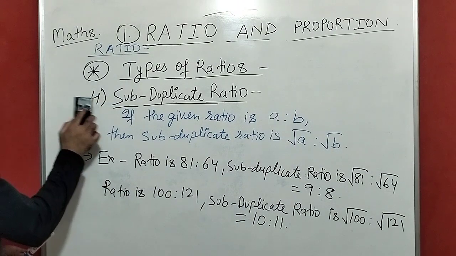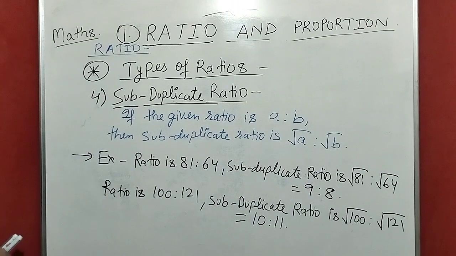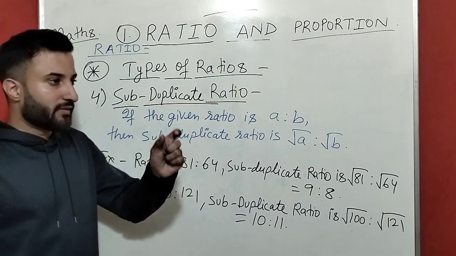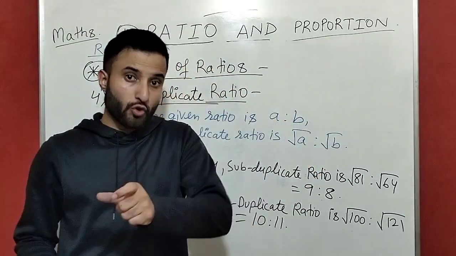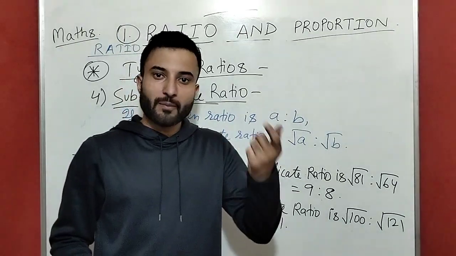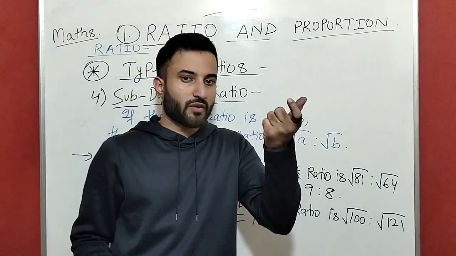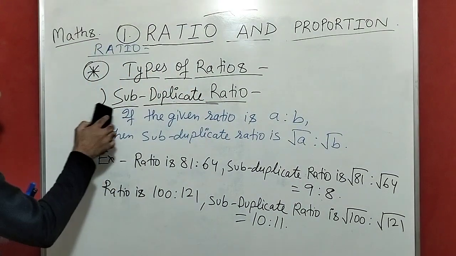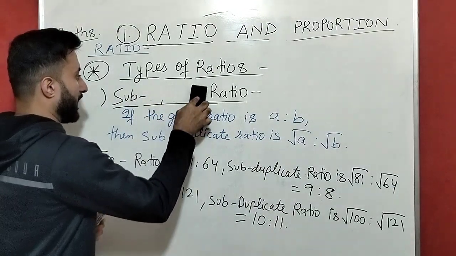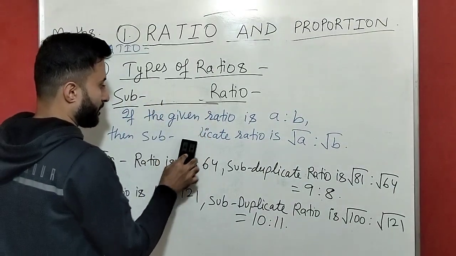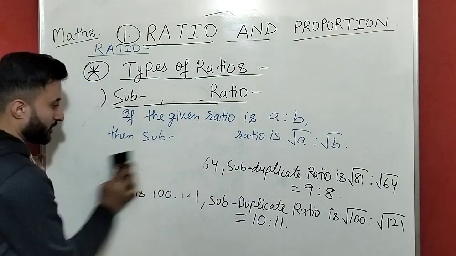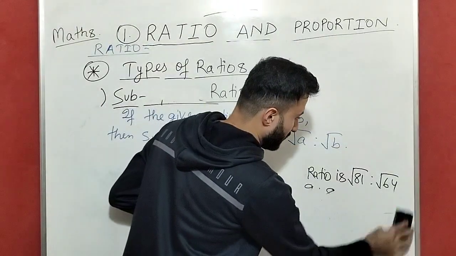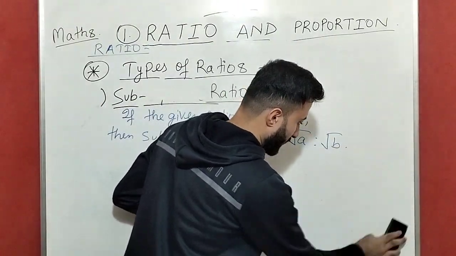Lastly, sub triplicate ratio. Triplicate ratio means whatever the given ratio is, we are going to find the cube of that ratio. Sub triplicate means whatever the given ratio is, we are going to find the cube root. How to find the cube root with the help of your calculator, I am going to tell you in the next video.